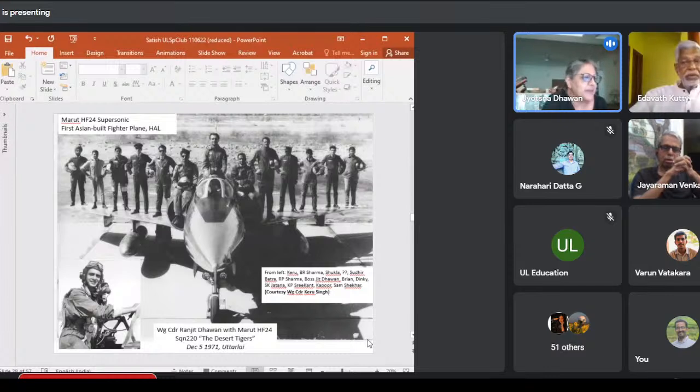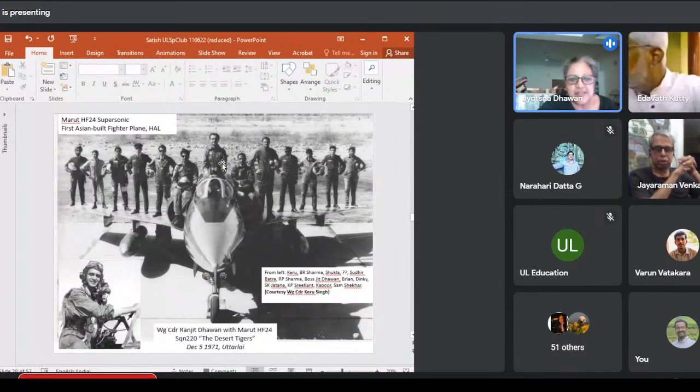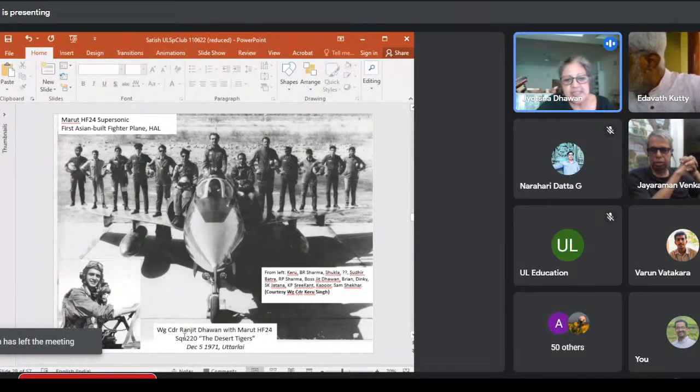I'm showing you here a picture of my father's brother Jeet sitting on top of the HF-24. This is December 5th, 1971. So it's right in the middle of the war.